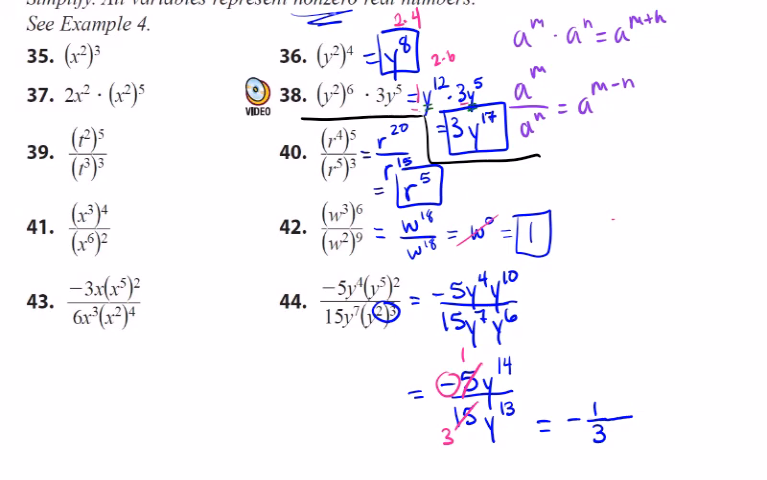And with the y's, since these are like bases, I can subtract the exponents when I divide. And so I'm going to end up with y on top. And then 14 minus 13 is 1, right? But we know anything to the first power is itself. And so we'll just end up with negative 1y over 3 or negative y over 3 because 1y is just y.